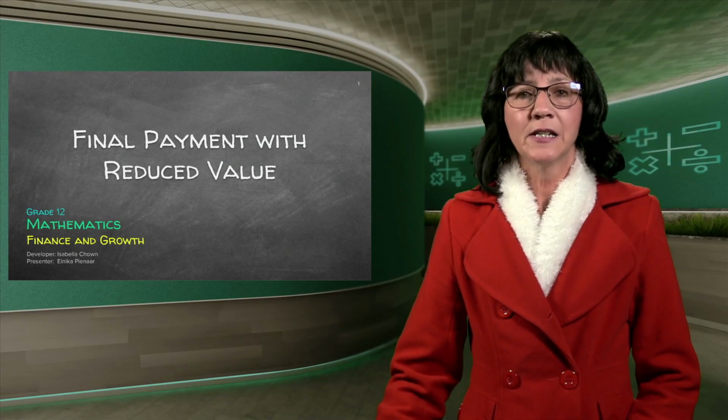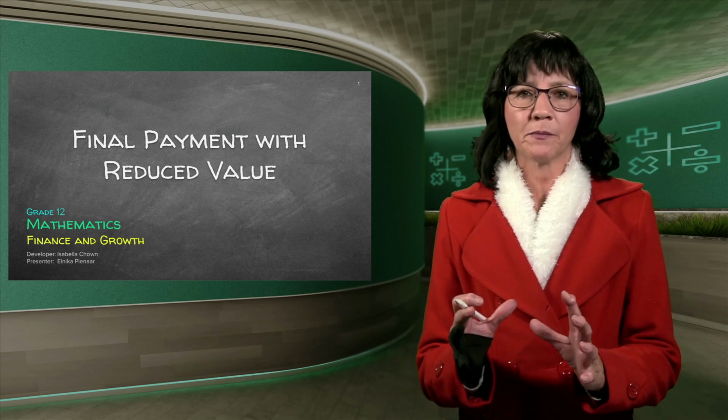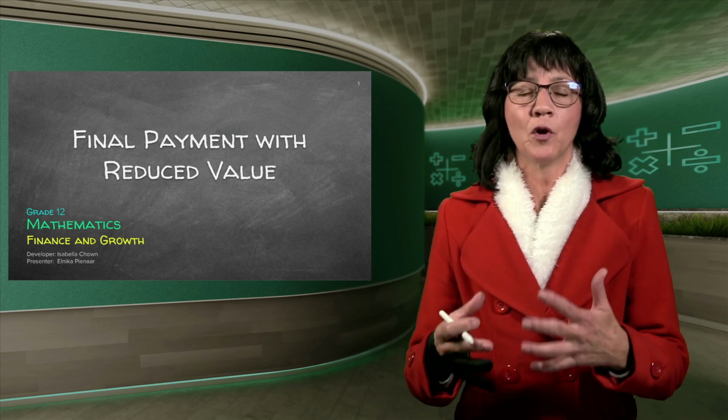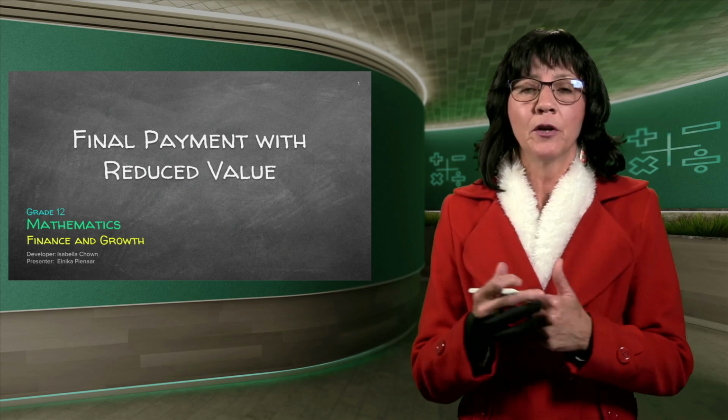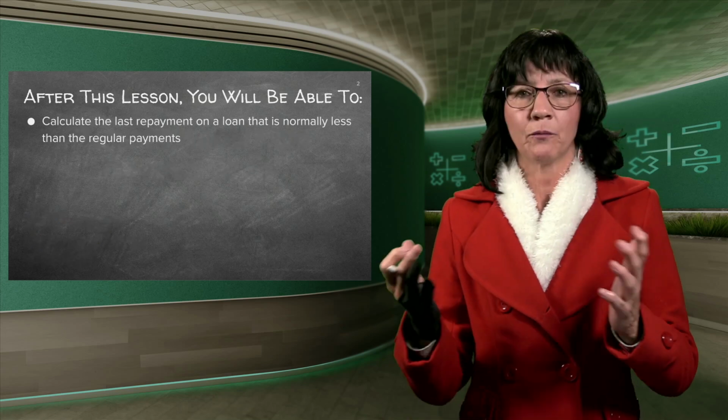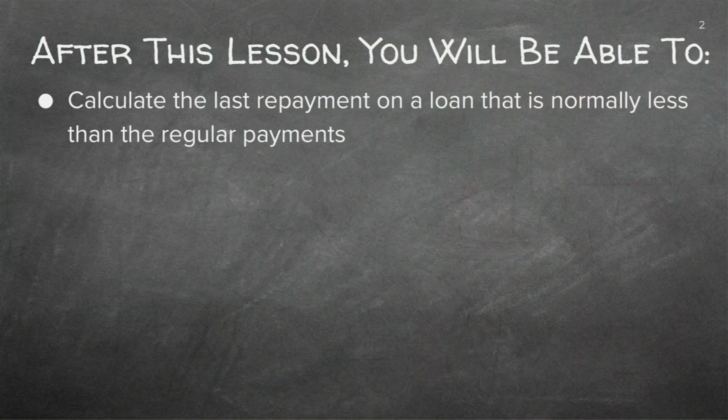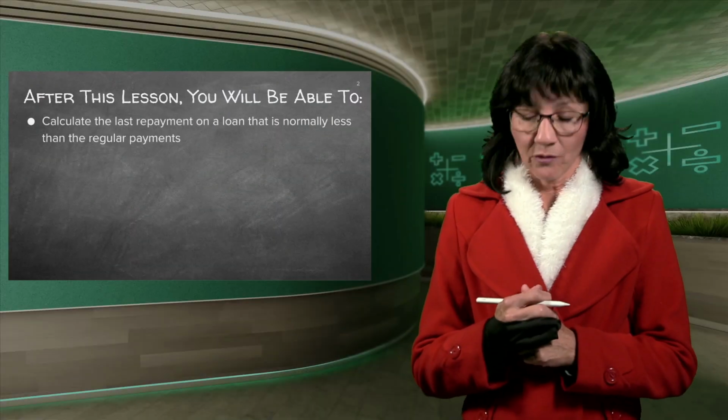Hi guys, in this lesson we're looking at the final payment, because you remember in the previous lessons we worked out what our little X is, which is our monthly payment. So in this lesson, you should be able to work out the very last month. Normally it's a smaller amount that you pay for the very last month, your little outstanding balance. So we're going to check how to do that.